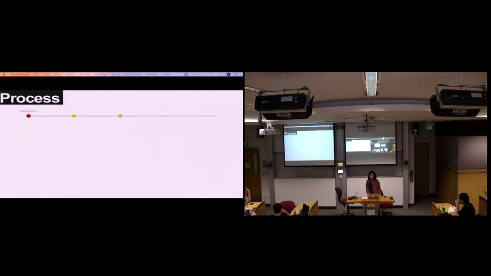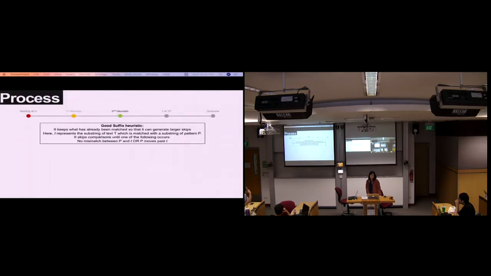Then the second heuristic is called the good suffix heuristic. Previously, it took the mismatch and tried to make it a correct one as efficiently as possible. This one looks at what you already have matched and keeps it, and tries to keep on matching that, or make the length of the matched text longer so that you can generate larger skips across the text.